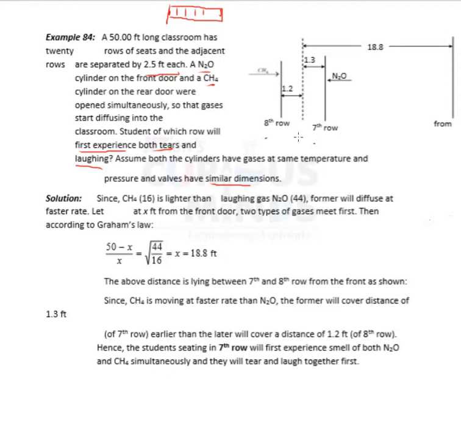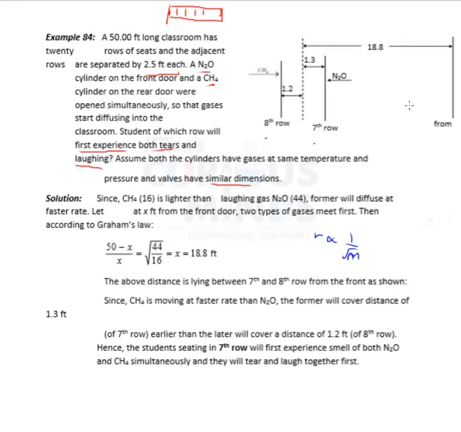So basically it is the same question: one gas comes out of one hole, another out of another hole, so where will they meet? That is what we have to do, no need to overthink. So we know Graham's law of diffusion, so we can apply that and just solve the question. Since CH4 is lighter than laughing gas N2O, it will diffuse at a faster rate. Yes, because the molecular weight is less. I told you rate is proportional to 1 upon root M. So lesser the molecular weight, more is the rate.